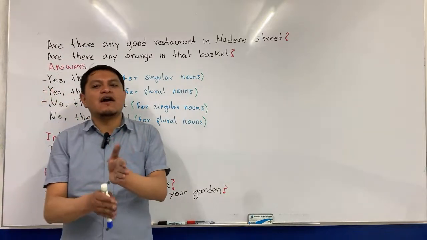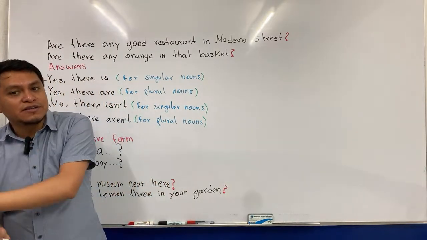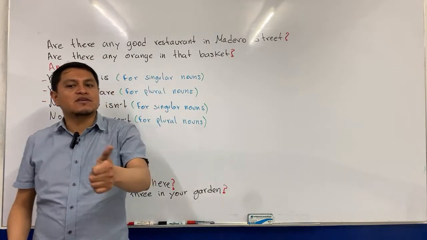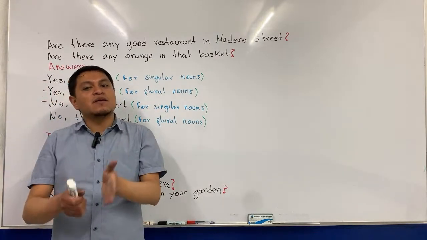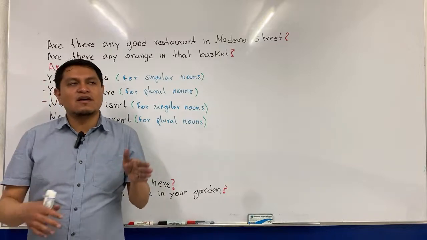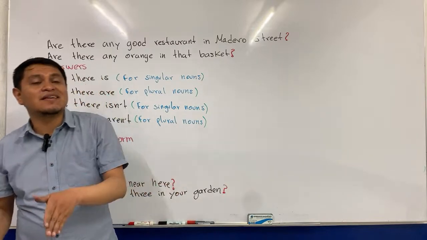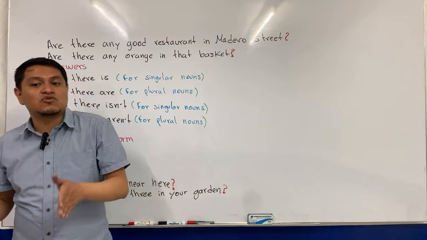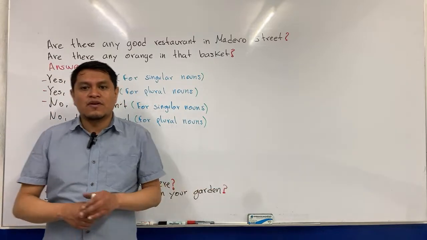Is there a lemon tree in your garden? Positive: yes, there is. Those lemons are big, right? Or no, there isn't. There aren't any trees in my garden, right?